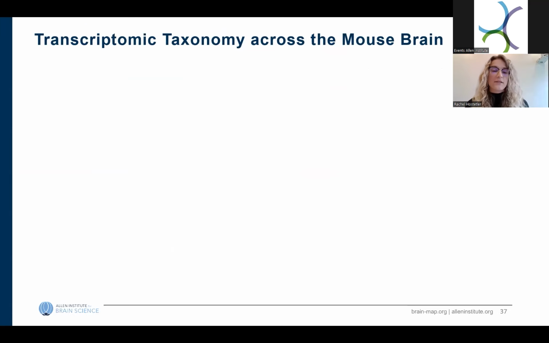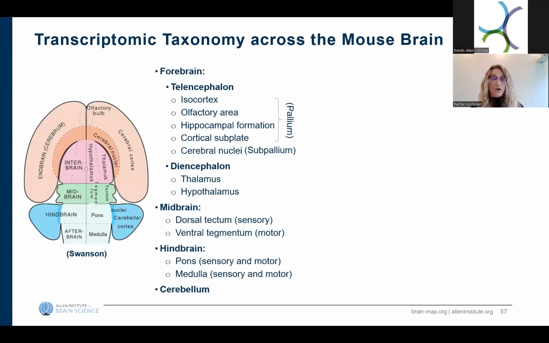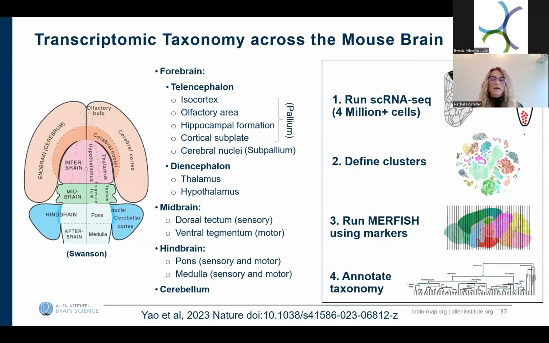And so this experiment was done again through the whole mouse brain. The previous experiment that I had talked about, the large scale atlas, focused just on the primary motor cortex, where this was an experiment that covered the entire mouse brain: the telencephalon, diencephalon, midbrain, hindbrain, and cerebellum. After doing these experiments, over 4 million cells again were used for the single cell RNA sequencing. Genetic clusters were defined based on genetic similarity. Then spatial transcriptomics was done to look at the spatial localization. And then at the end, a taxonomy was created and annotated to represent the entire mouse brain.